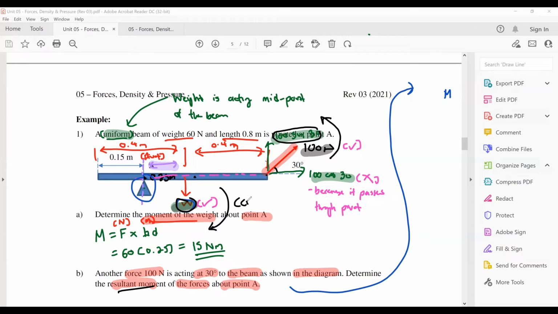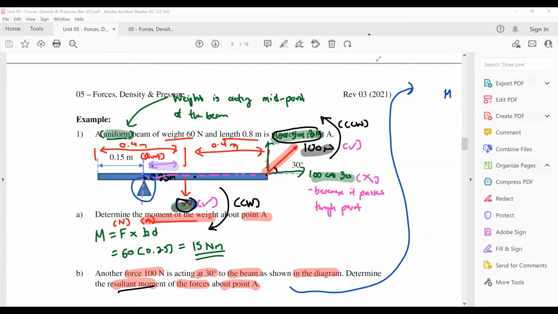If this is clockwise, this is counterclockwise. So you clearly have two different directions here for the rotation. One of them has to be negative. Similar to the previous chapters, when you want to add forces to find the resultant force, you need to establish something like a sign convention.